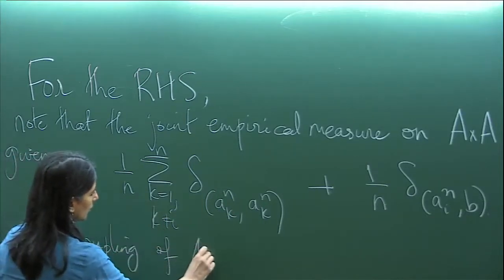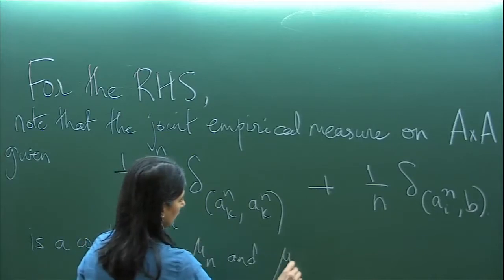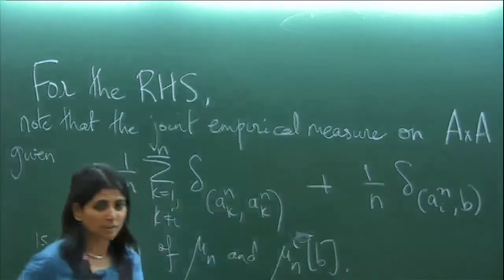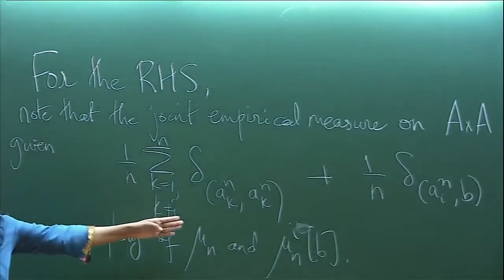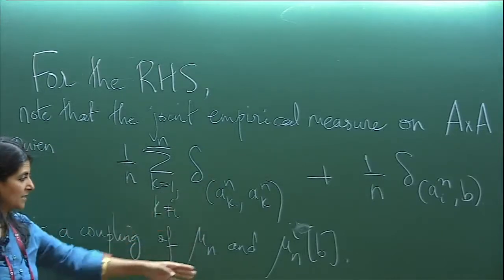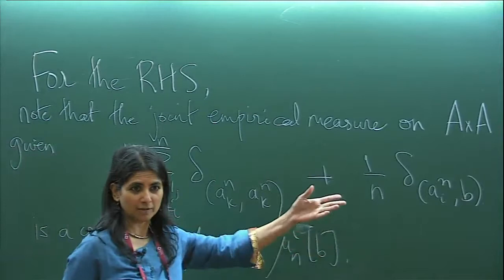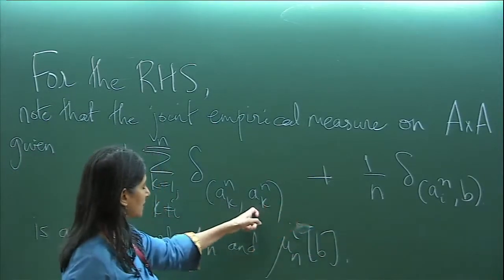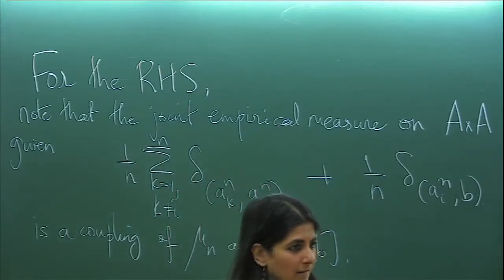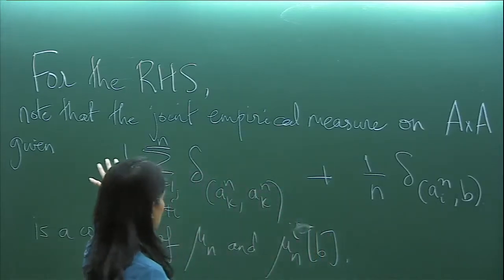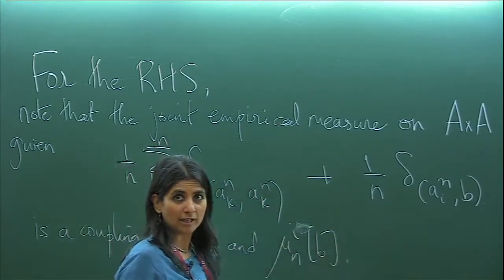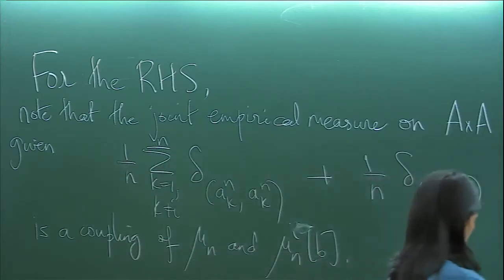of mu n and mu n i b. Is this clear? All it means is that the first marginal is simply giving me the empirical measure mu n, which is obvious, and the second marginal is giving me mu n i b, just by definition, because it's the first one minus delta a_i^n and plus delta b. Clear? That's what the coupling means: this is a probability measure on A cross A whose first marginal is mu n and its second marginal is mu n i b.